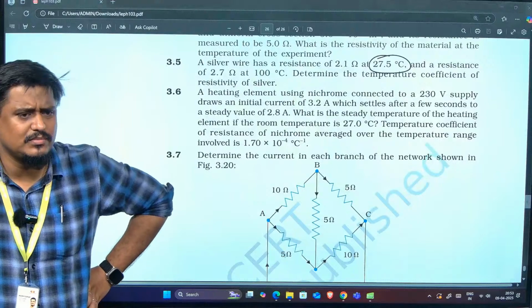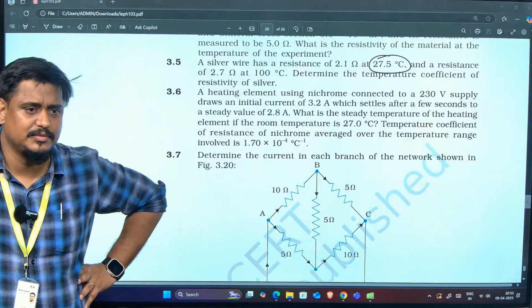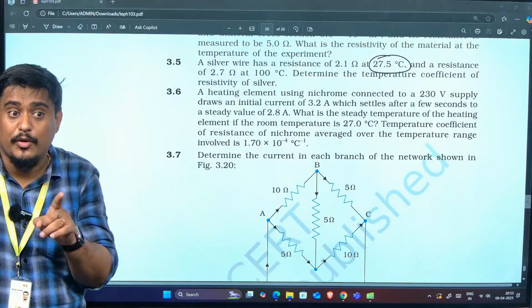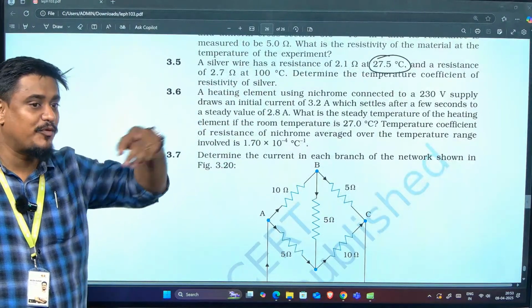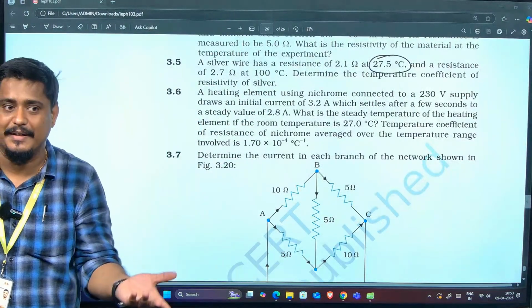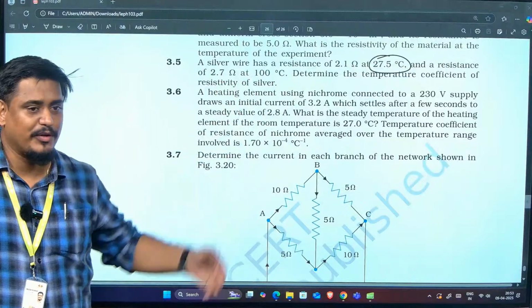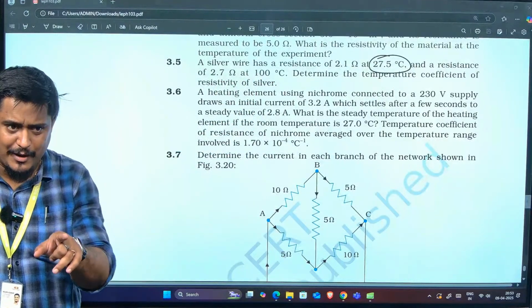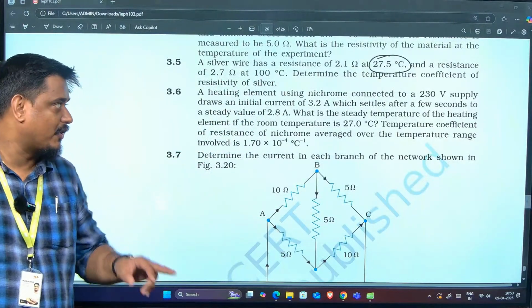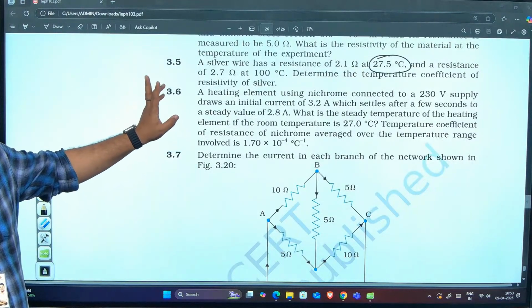Yes, you can do that. That's what we are doing for this question itself. But that formula you can use only if the value of T naught is room temperature or nearby, like here it is 27.5. Are you getting my point what I'm trying to say? Otherwise you cannot. 3.6, have you solved?